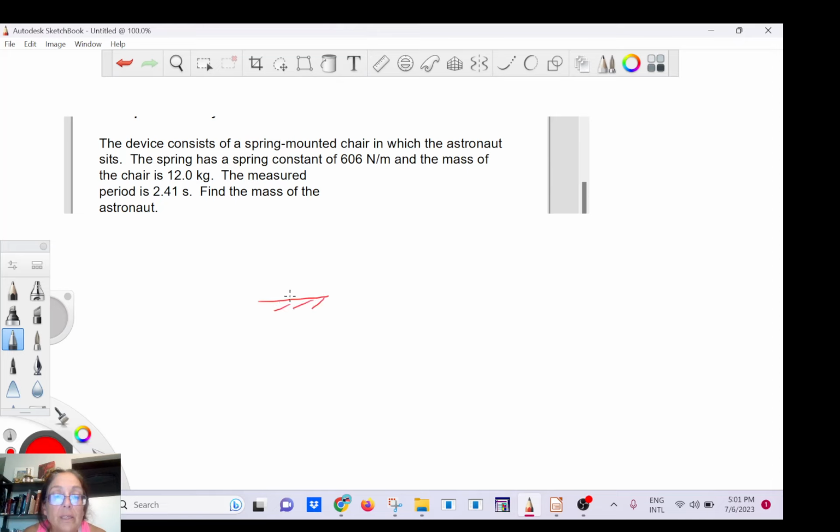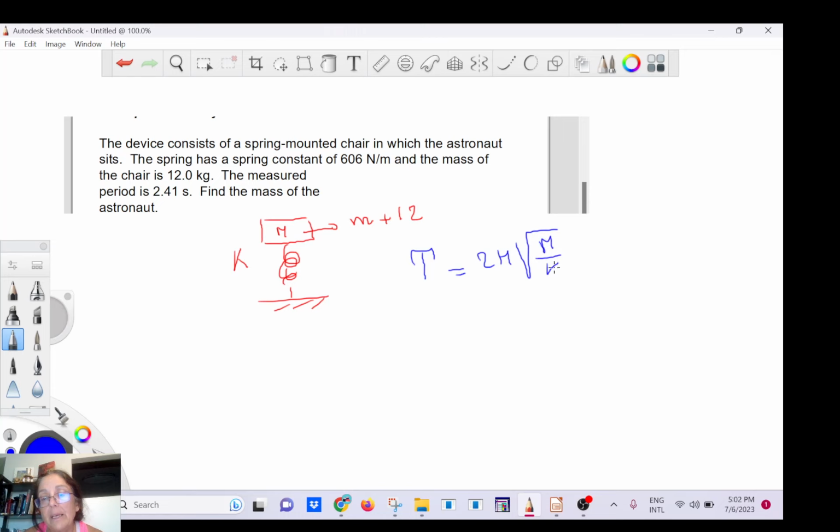So here you have the model. Here you have a spring with a spring constant, and here you have your load. That will be the mass. That mass will be the mass of the astronaut plus the mass of the chair. Then you push it down, and it's going to vibrate, and you find the period. The goal is to find the mass of the astronaut. So you can use that equation, T equals 2 pi square root of the total mass divided by K.